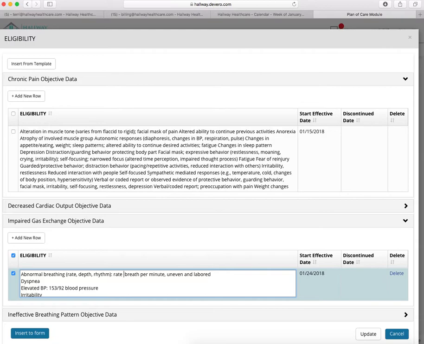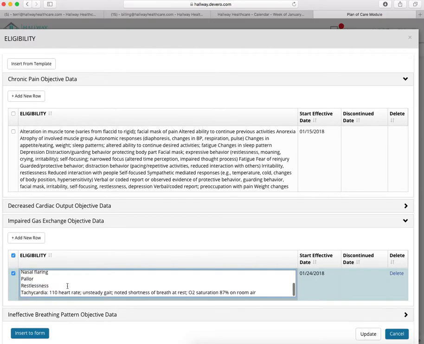So now we can say he had 28 breaths per minute. He was uneven. Let's see. During this time, I didn't check his blood pressure, so I'm going to delete that. And he's restless, tachycardia.